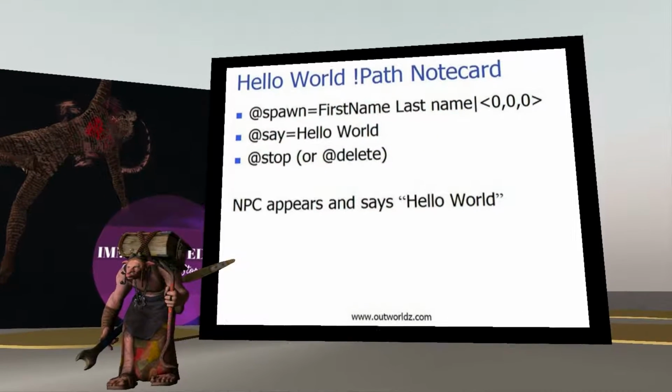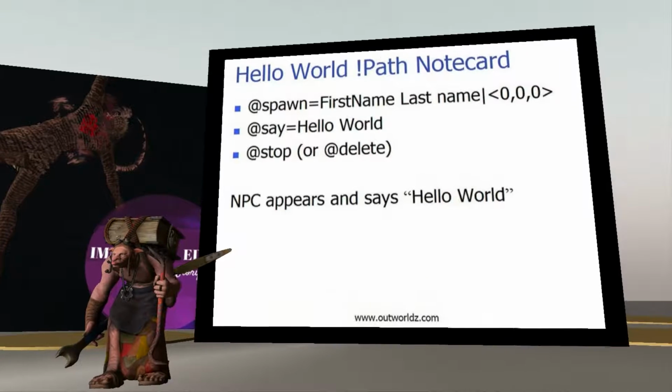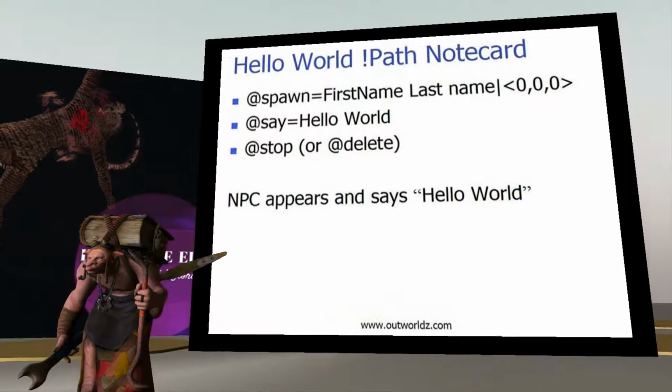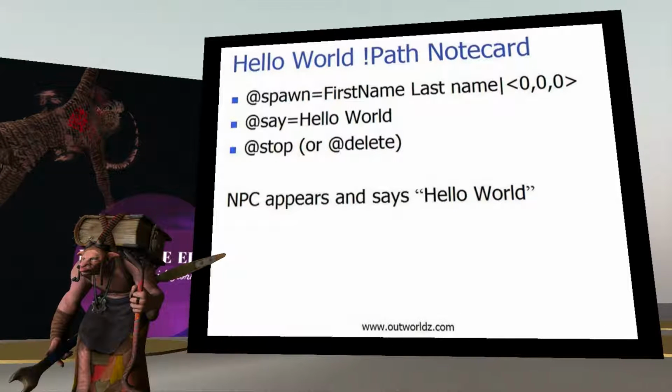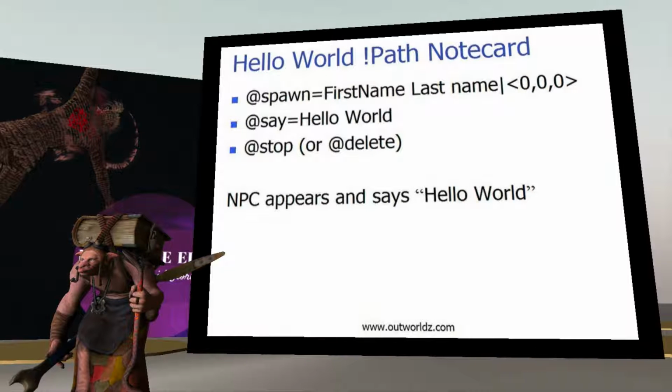So here's our very simplest sort of note card. It's nothing more than a spawn, first name, last name, and a coordinate. Some kind of command, and typically this is what we did in Hypergrid Stories. We stop right there. The NPC will simply appear, say hello world, and be standing there. Sounds pretty useless, actually. It just stops.